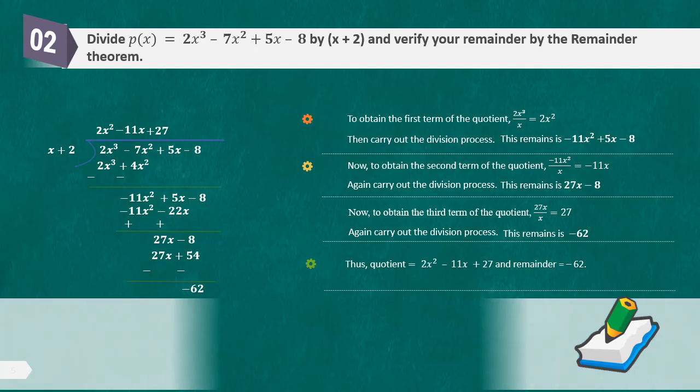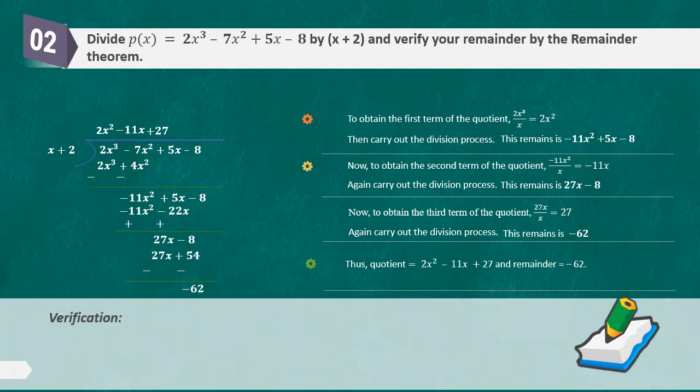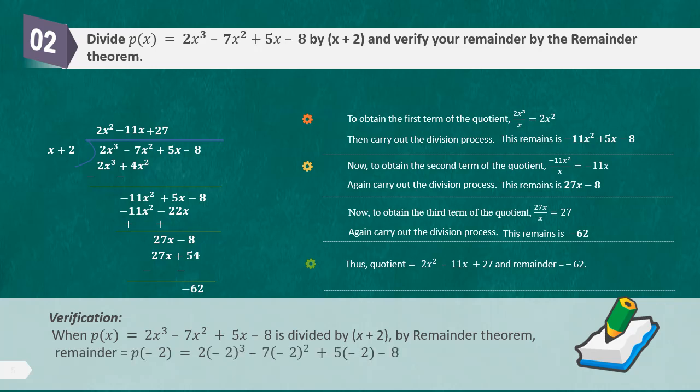Now we use the verification pattern. Let p of x be the same as above, and the divisor is given x plus 2. To get the remainder by the direct method, first we'll find the zero of x plus 2. Put x plus 2 equal to 0, then we get x equal to minus 2. Substitute x equal to minus 2 in p of x. Therefore, the remainder will be p of minus 2, 2 into minus 2 whole cube, minus 7 into minus 2 whole square, plus 5 into minus 2, minus 8. Solve these steps, then we get the same answer, minus 62. Therefore, it is verified.